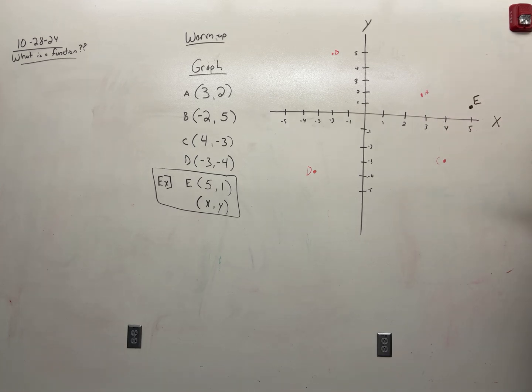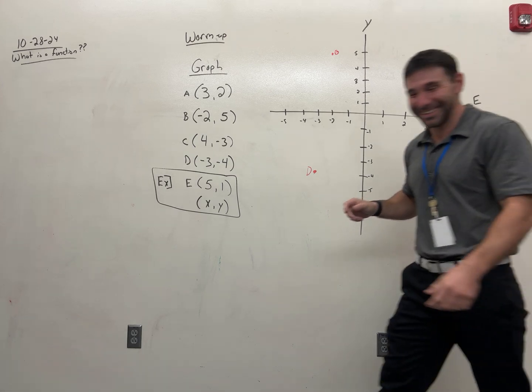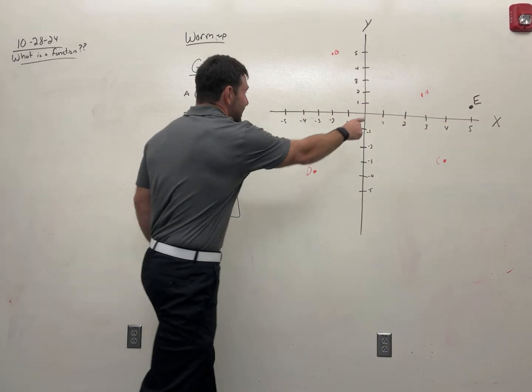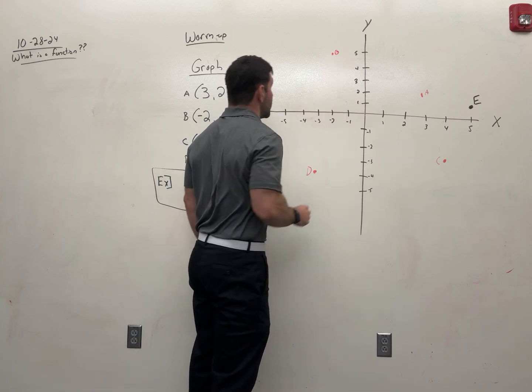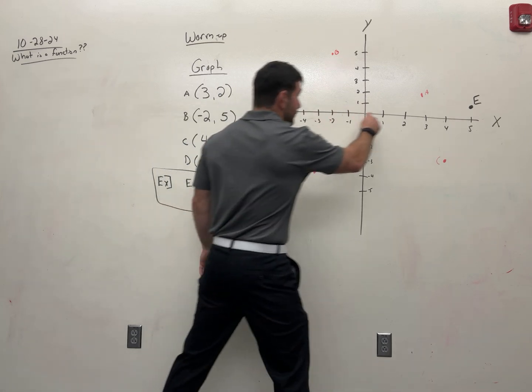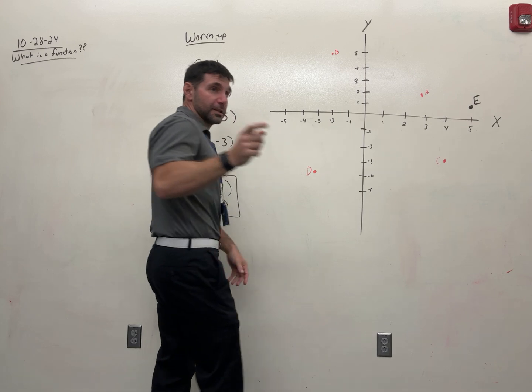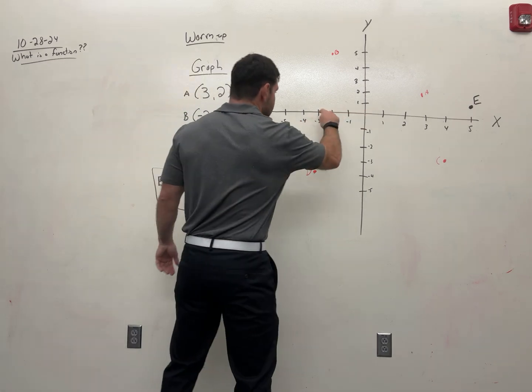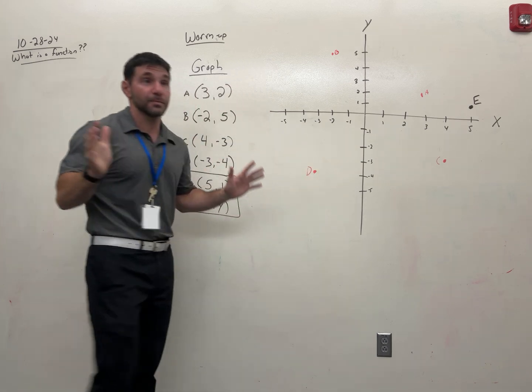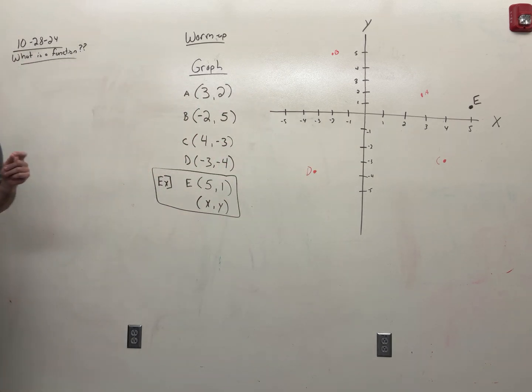A, great job, Liam, except for your circle. B, -2, so we start here, -2 on the x, up 5 on the y, perfect. C, 4, -3, beautiful, who did that one? Is that you? Nope, Isaac, good. And Alec, -3, -4. Guys, are there any questions on how to graph? Graphing is not going to be the first thing that we do, but you need to know how to graph. Questions?